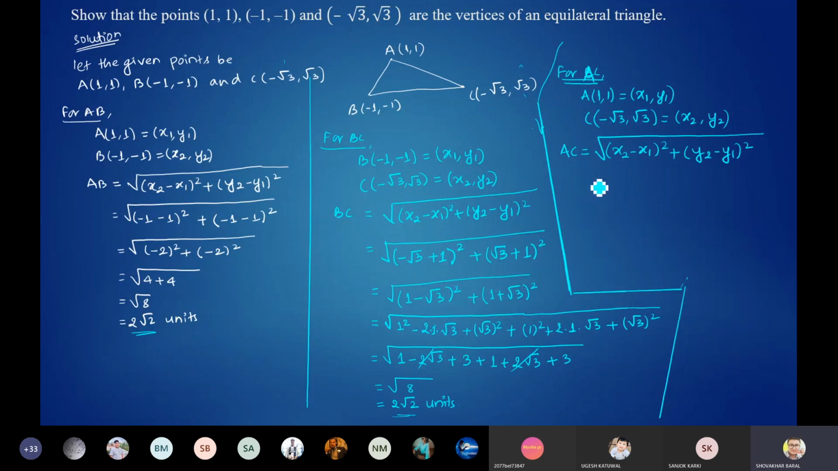Okay, so let's replace values again. It will be x2 is minus root 3 minus 1 whole square, plus root 3 minus 1 whole square. Let me do it a bit faster. Okay, let me make you understand this one. Most of the students get confused here also. It's not very confusing, sir.